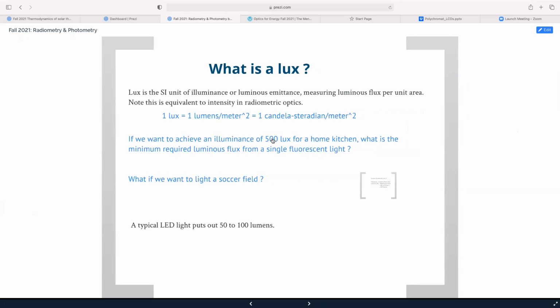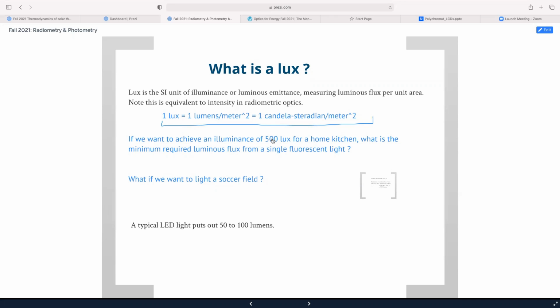Now let's think about more units, because there are other radiometric quantities we have learned about. What is lux? Lux is the SI unit of illuminance, or luminous emittance. It's just measuring luminous flux per unit area. Okay? This is equivalent to intensity in radiometric optics. So intensity was watts per meter squared. This is illuminance, or lux. So watts per meter squared is equivalent to lux. One lux is 1 lumen per meter squared, or 1 candela per steradian per meter squared.